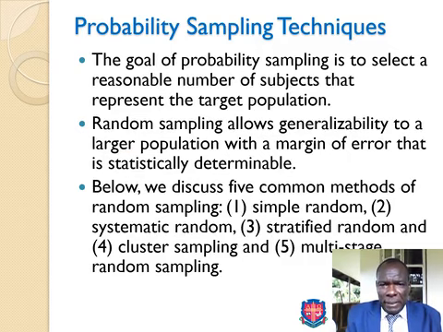The goal of probability sampling techniques is to select a reasonable number of subjects that represent the target population. Random sampling allows generalizability to a large population with a margin of error that is statistically determinable. Below, we will discuss the 5 common methods of random sampling, namely simple random, systematic random, stratified random, cluster random, and then multi-stage random sampling.